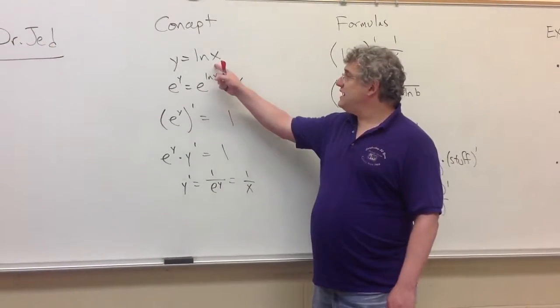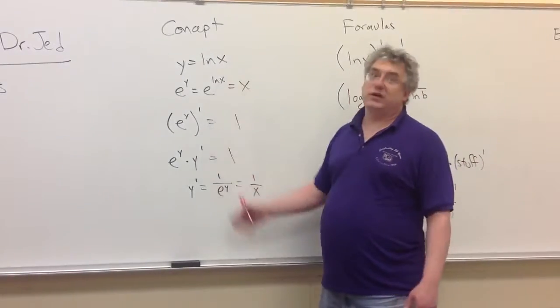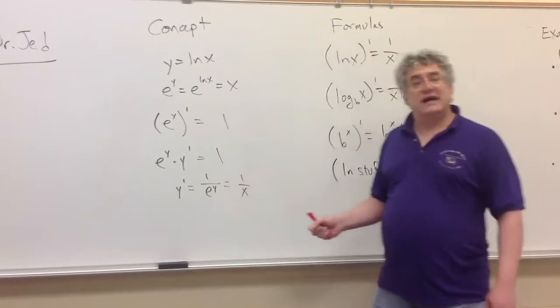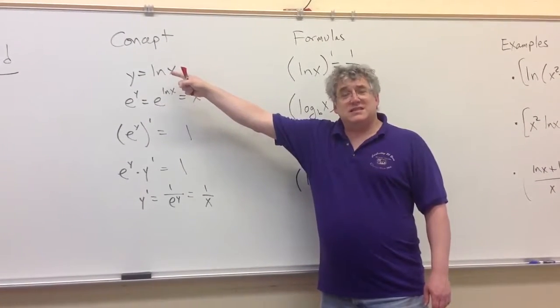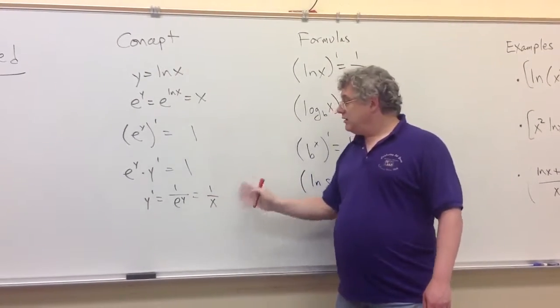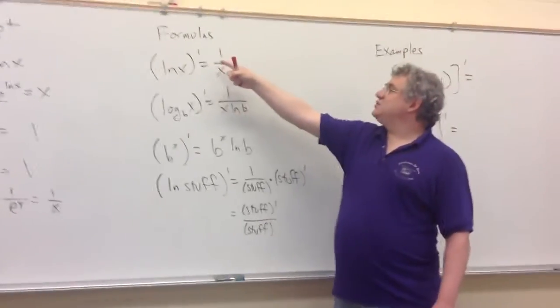Take a look at that. The derivative of the natural log of x is 1 over x. Where'd that come from? Well, this is where it came from. But it's very surprising that the transcendental parts of this, the logarithms, are gone. Just 1 over x. Anyway, ln x's derivative is 1 over x.